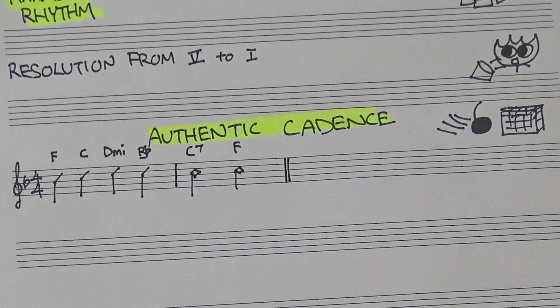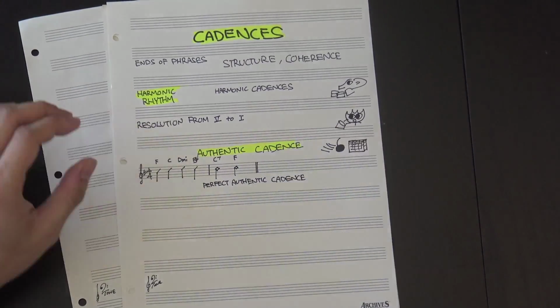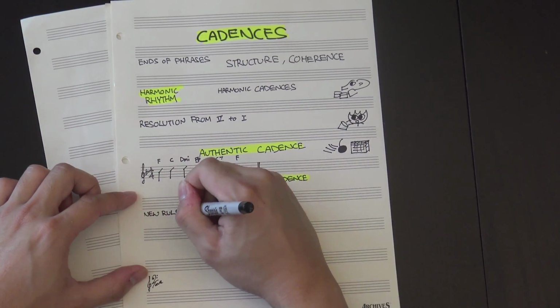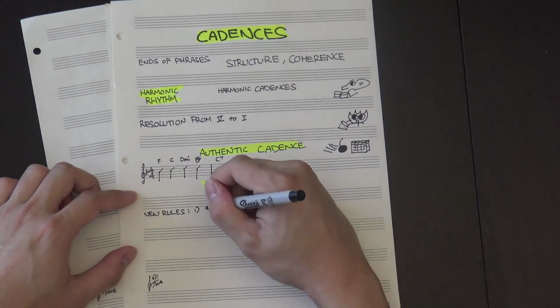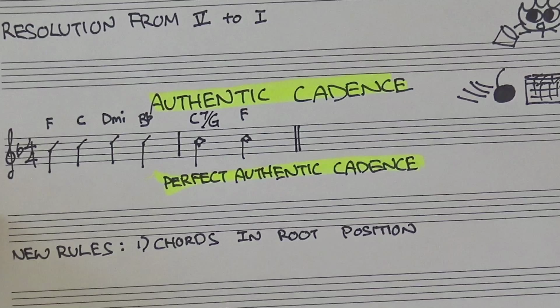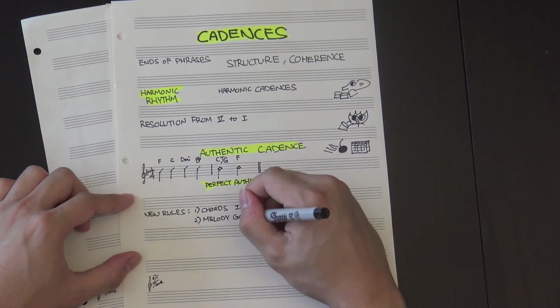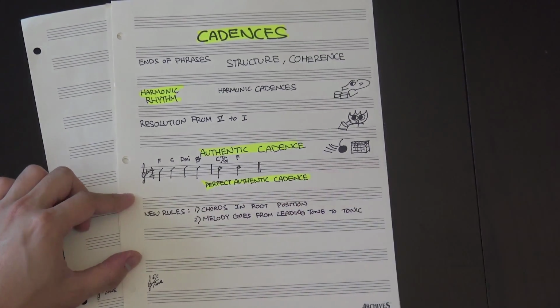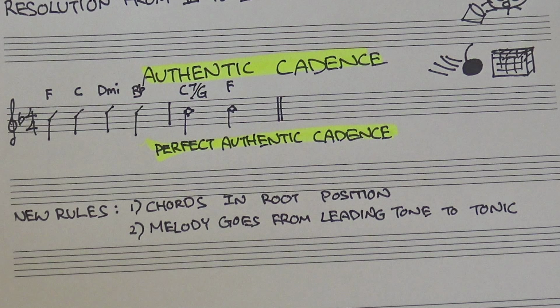But if even that doesn't sound final enough, we can take it one step further with a perfect authentic cadence. This is an authentic cadence with two additional rules. First of all, both chords must be in root position to get that sweet 5-1 bass movement. Second, the melody has to move from the leading tone up to the tonic. Doing both of these together conveys probably the strongest sense of resolution, finality, and rest that exists in Western music.